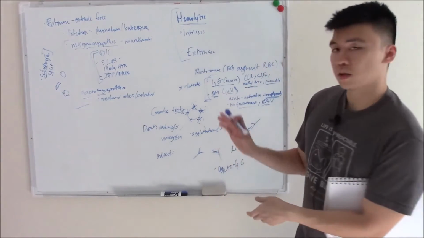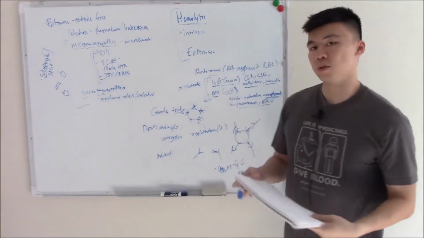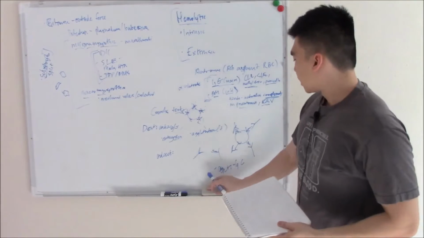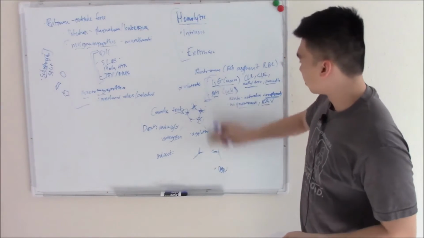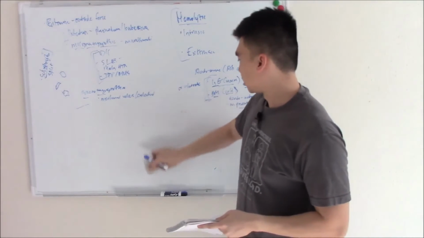So it's the exact same thing, just an extra step. All right, hope you understood that. That's Coombs test. That is autoimmune hemolytic anemia. How would you treat it? Because it's autoimmune, you can do immunosuppressants. You can also give rituximab.